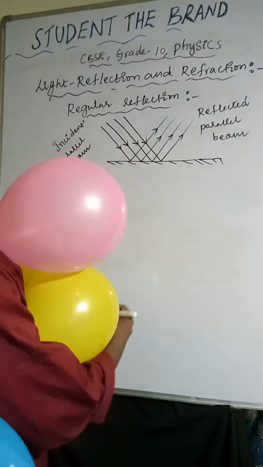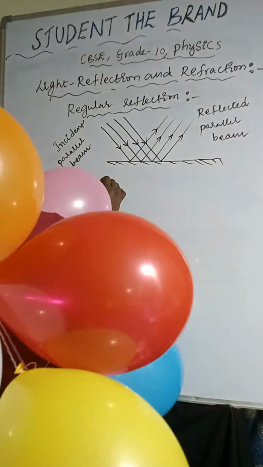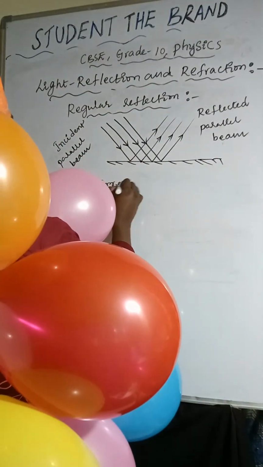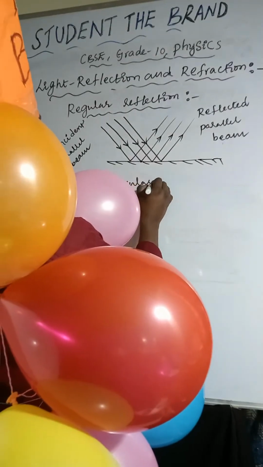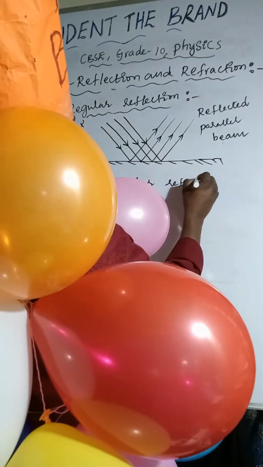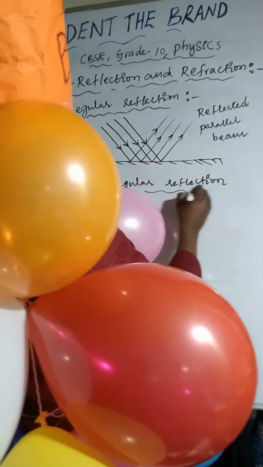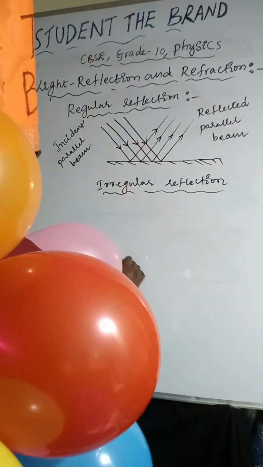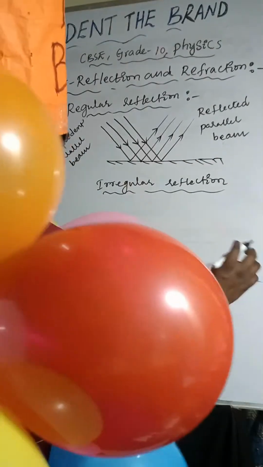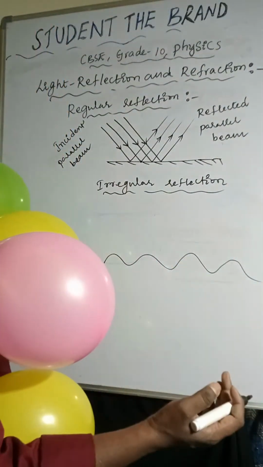Coming to irregular reflection. The surface is not smooth. It is irregular.